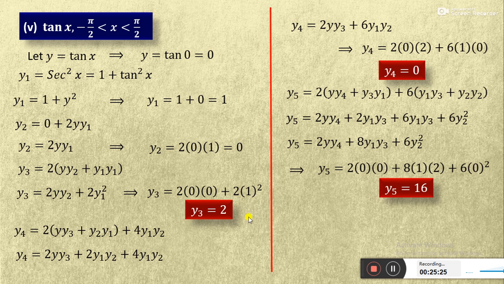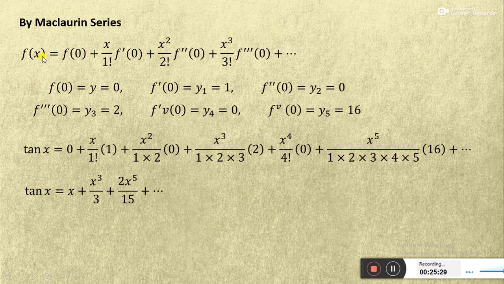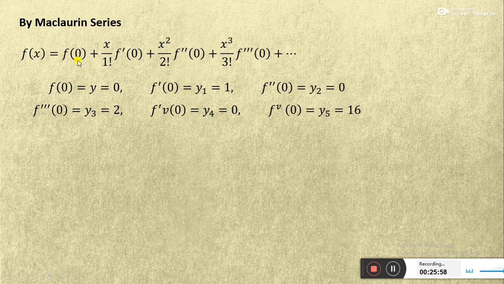So now I substitute in the Maclaurin's formula. Therefore f of x equal to, this is the Maclaurin's formula: f of x equal to f of 0, plus x by 1 factorial into f dash of 0, plus x square by 2 factorial into f double dash of 0, plus x cube by 3 factorial into f triple dash of 0, plus etc. Now I substitute all the values: f of 0, that means y equal to 0, f dash of 0 y1 equal to 1, f double dash of 0 y2 equal to 0, f triple dash of 0 y3 equal to 2, f fourth dash of 0 y4 equal to 0, f fifth dash of 0 y5 equal to 16. So I substitute in the formula.